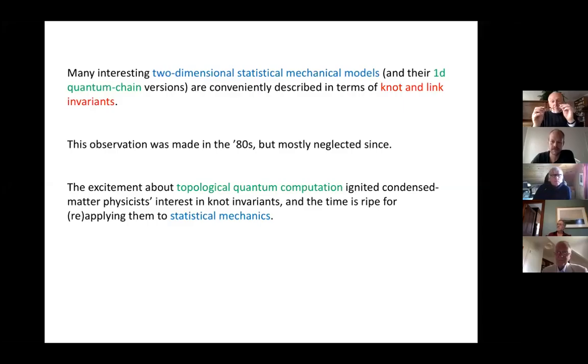Exploited this. Very few people have exploited this, and that's a shame.